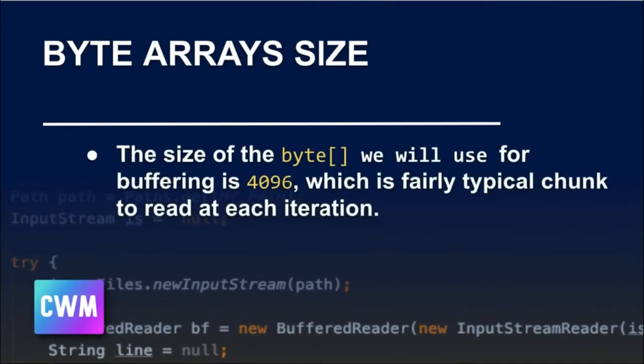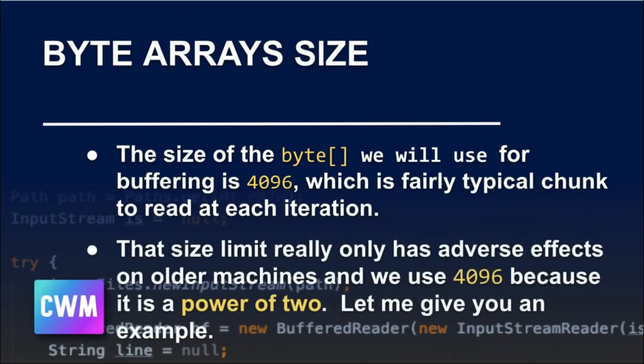Now, the byte array size that we're going to use for buffering is 4096, which is a fairly typical chunk to read at each iteration. That size limit really only has adverse effects on older machines, and we use 4096 because it's a power of 2. Let me give you an example.